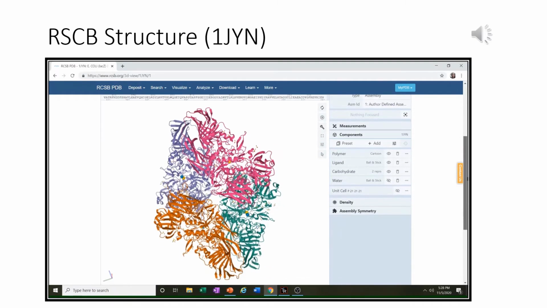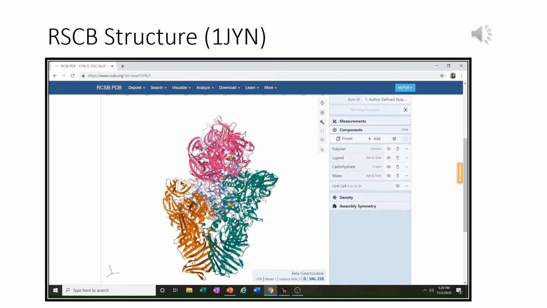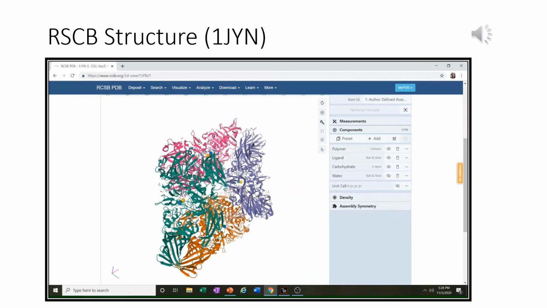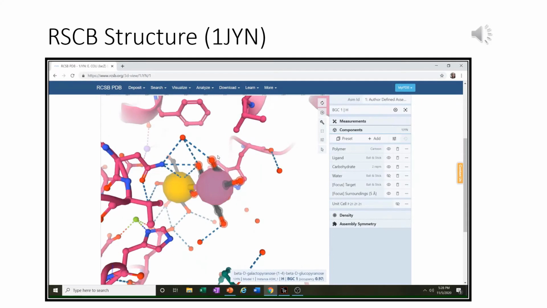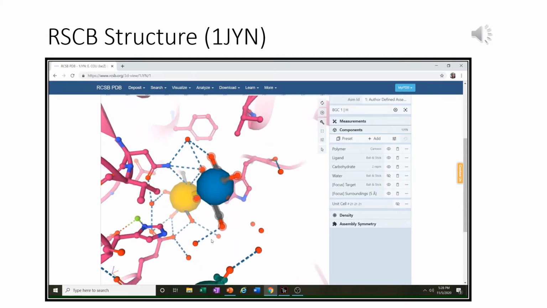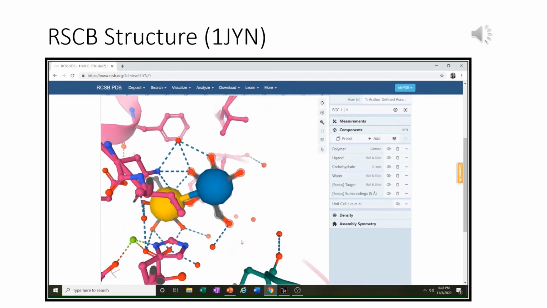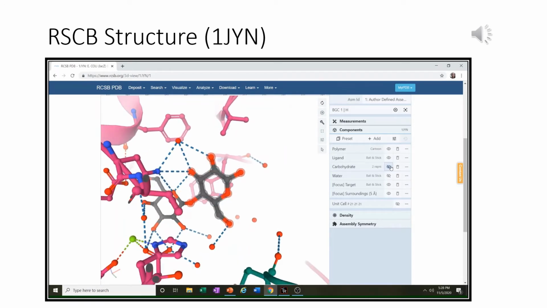Looking at the enzyme, there are several places where a set of two connected spheres are present. These are the lactose substrates. When I click on the button to hide carbohydrates, the lactose disappears. This is because lactose is a disaccharide, which is a sugar. And what are sugars? Carbohydrates.